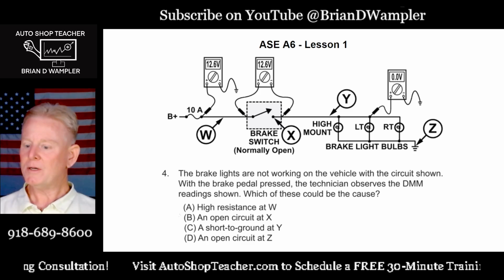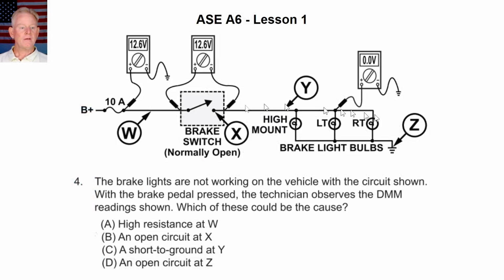So let me make this big again so hopefully you can see it. So we have a meter hooked here right after the fuse. When we see this wavy line, and then 10A tells us that that's a 10 amp fuse, so it's coming from the battery positive through a 10 amp fuse. This meter is reading 12.6 volts. It's measuring between a ground point and the fuse. This next meter is connected to each side of the brake switch, and it's reading 12.6 volts.